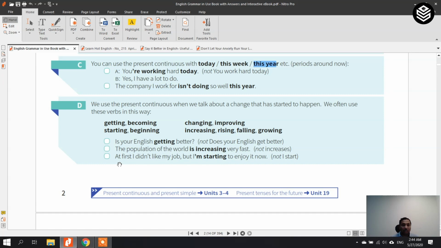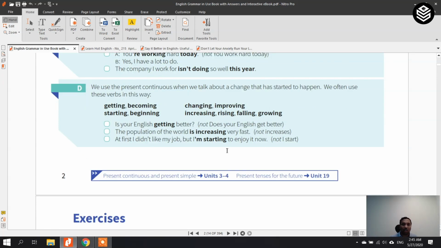The last example, at first I didn't like my job, but I am starting to enjoy it now. It means, for example, he is working in a company, but initially he found some difficulty in adapting to a new environment. But now, after maybe 1 month or 2 months, he knows the things now. So he is telling his friends, at first I didn't like my job, but I am starting to enjoy it now. I am beginning to enjoy it now.